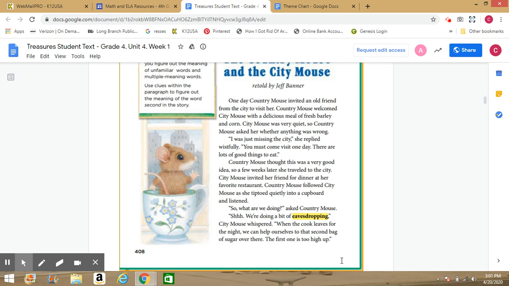Country Mouse thought this was a very good idea, so a few weeks later, she traveled to the city. City Mouse invited her friend for dinner at her favorite restaurant. Country Mouse followed City Mouse as she tiptoed quietly into the cupboard and listened. "So what are we doing?" asked Country Mouse. "Shh, we're doing a bit of eavesdropping," City Mouse whispered. "When the cook leaves for the night, we can help ourselves to that second bag of sugar over there. The first one is up too high."